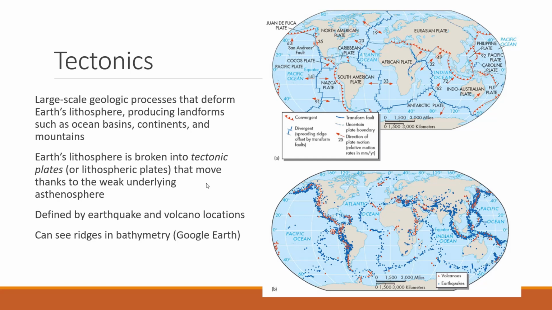So they move in a very choreographed dance around the outside of the planet. We can define the shapes or the boundaries of these plates by earthquake and volcano locations. So here we see the plates themselves. This lower figure is showing us in blue dots the locations of earthquakes, in red triangles the locations of volcanoes, and we can see that these earthquake locations outline these plates very well. We can also see some of these boundaries even in things like Google Earth.